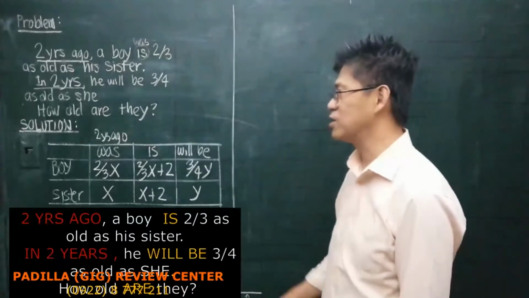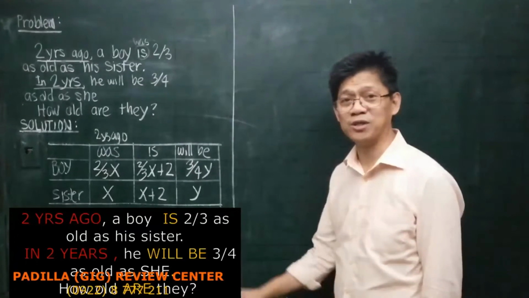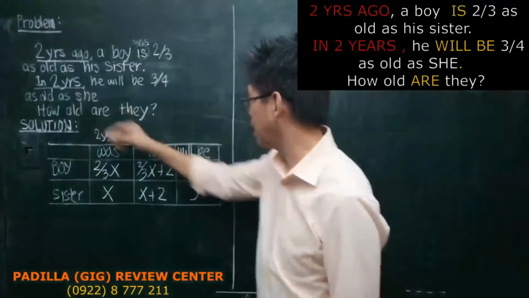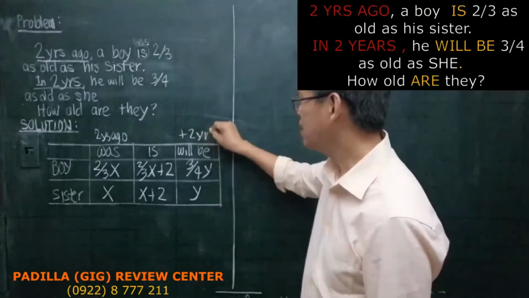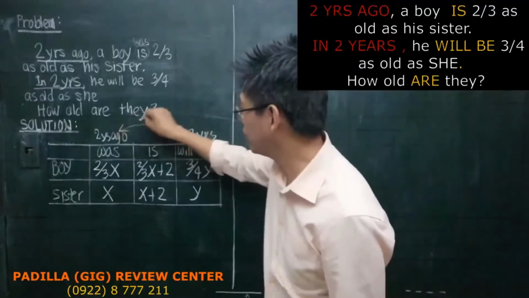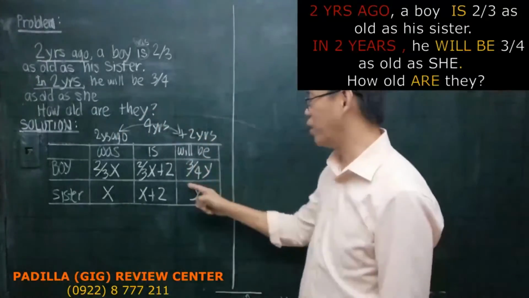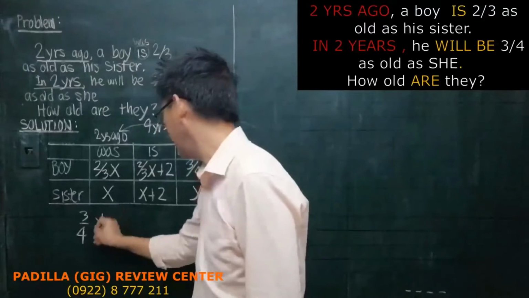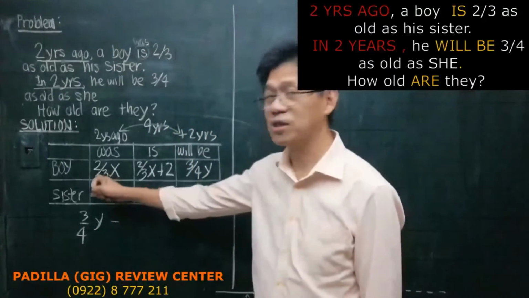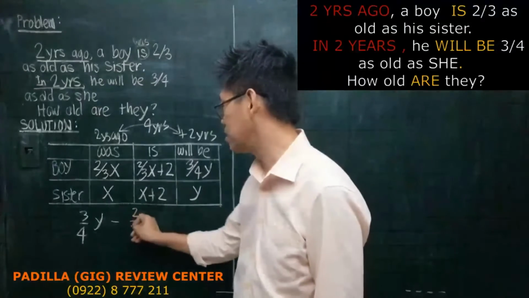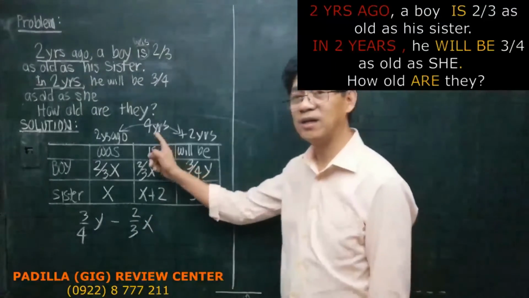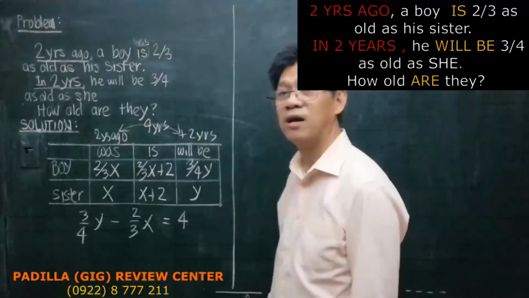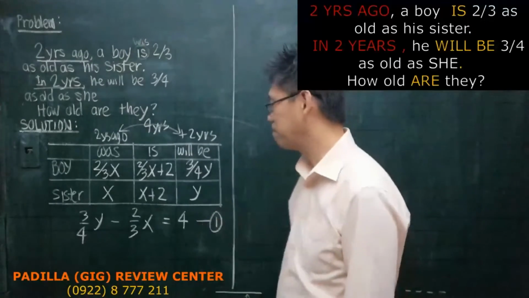Now, the key equation in solving age problem is simply, as we said, the time elapsed are equal. From 2 years ago to 2 years from now, this is a span of 4 years, right? So, the age of boy in 2 years, that is 3/4 of Y, minus his age 2 years ago, that is 2/3 of X, will be the years involved or the years elapsed. So this must be 4. Let me call this equation 1.